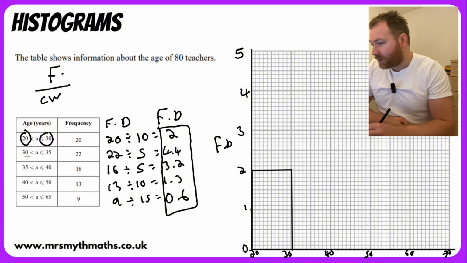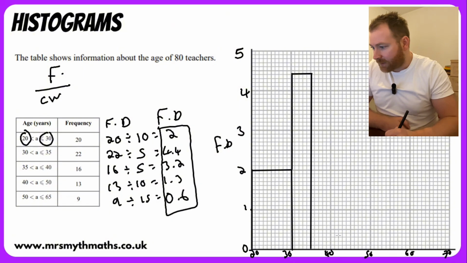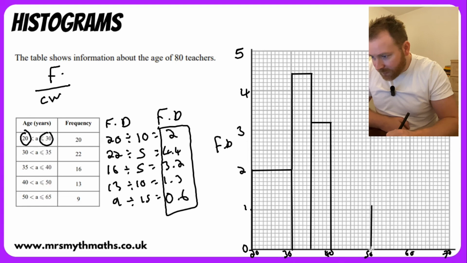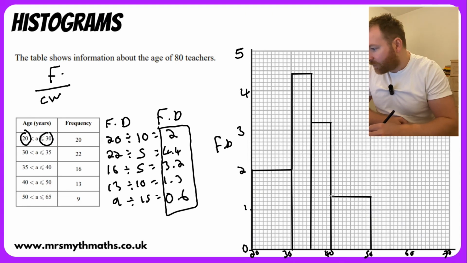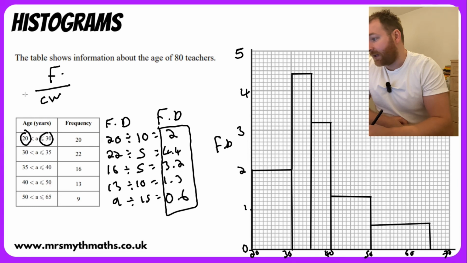Next, we've got 30 to 35 goes up to 4.4. So 35 goes to there. We're going up to 4.4. Well, that's 4.5, so that must be 4.4. And that's what we're showing there. Okay, next we've got 35 to 40, so there's 40. I can see we're going up to 3.2, so there's 3.2 there, and draw across. Okay, a couple more to go. 40 to 50, well, there's 50. This is going up to 1.3, which is to there. Okay, and finally we've got up to 65, which is this one, and this is going up to 0.6. Okay, and that's it. That's literally as easy as it is.